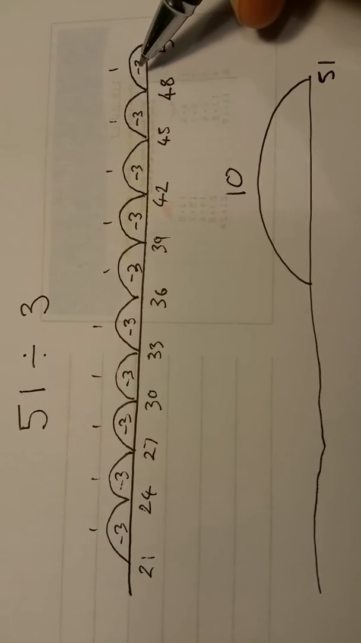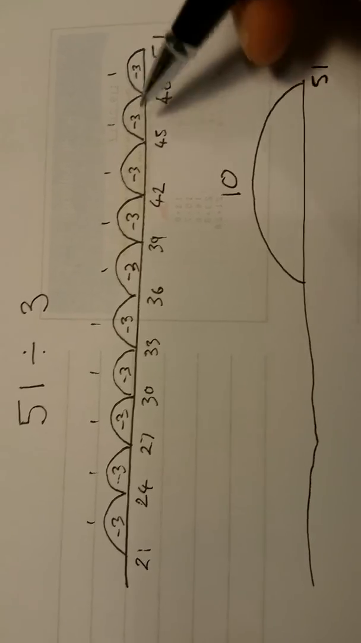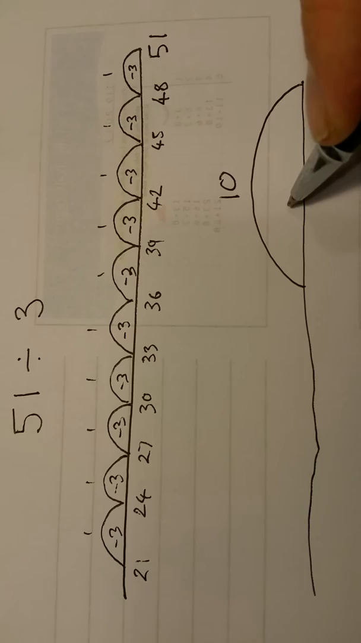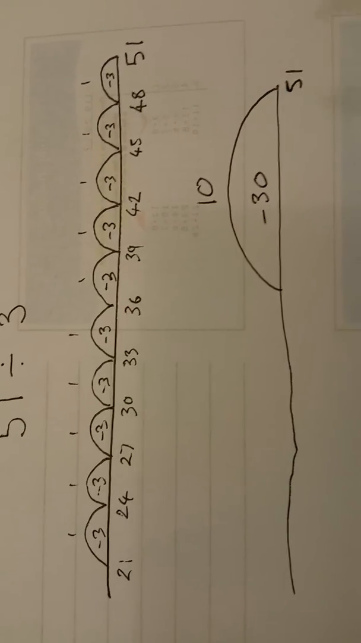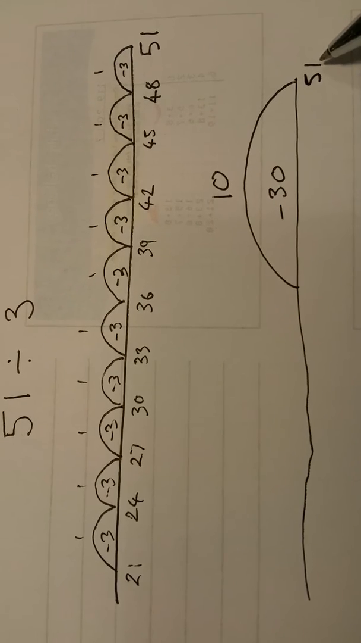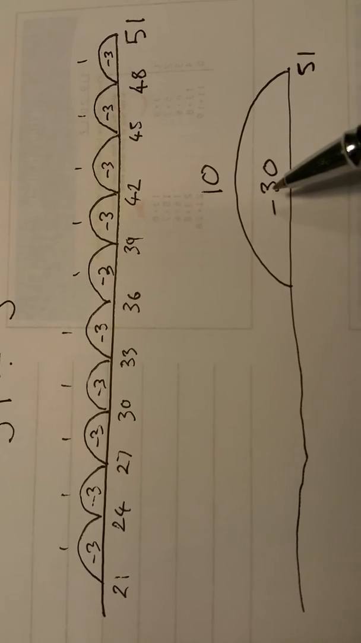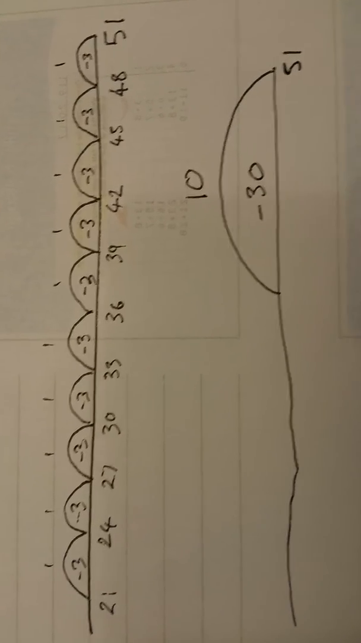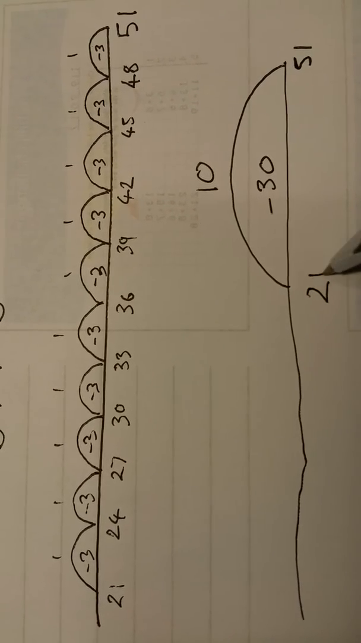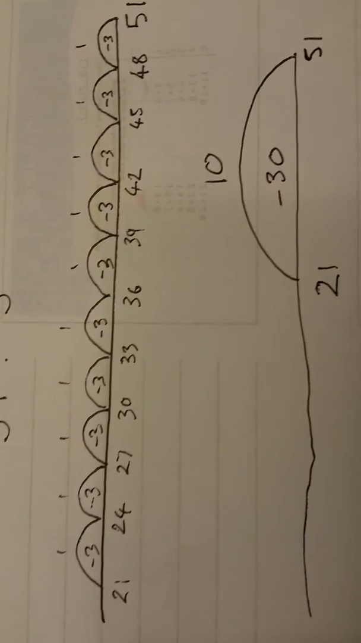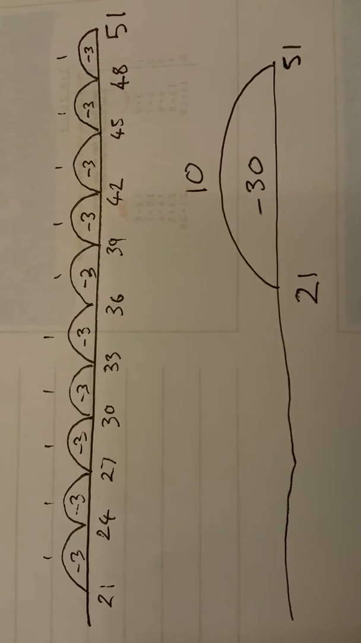And I'm not going to take away 3, I'm going to take 10 lots of 3, and 3 times 10 is 30. So I'm going to take 30 away in one go, and 51 minus 30, or we can count back in tens, 51, 41, 31, 21, gets me all of this in one go, and that's called chunking.